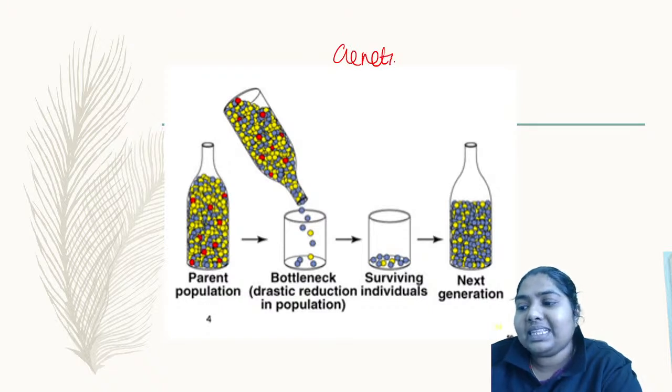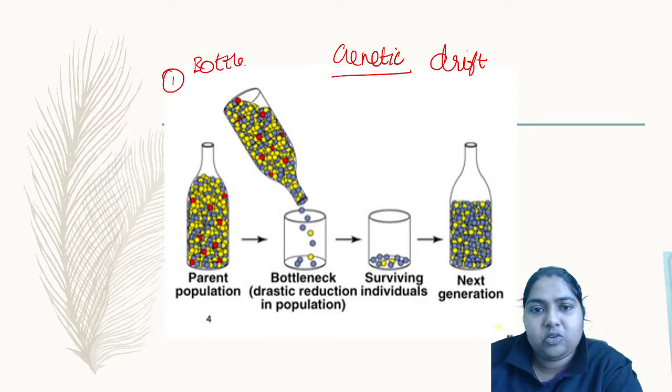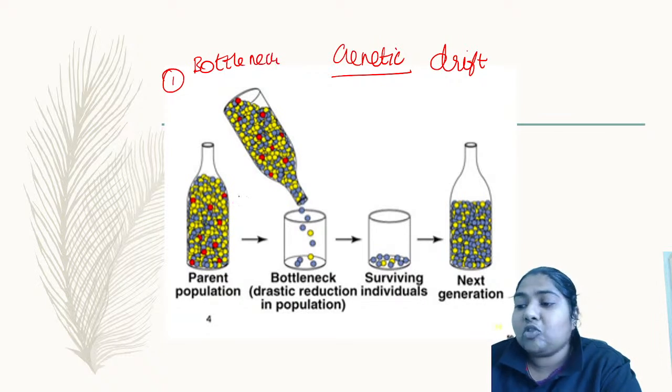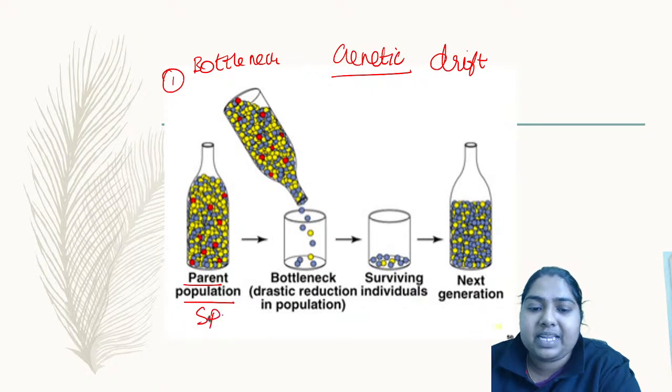Coming to genetic drift, what are the two major types? Number one is called the bottleneck effect. See here, you can see a bottle. This bottle is filled with so many colored balls. This is going to be the parent population. It is full of so many colored species. So many species are present here.